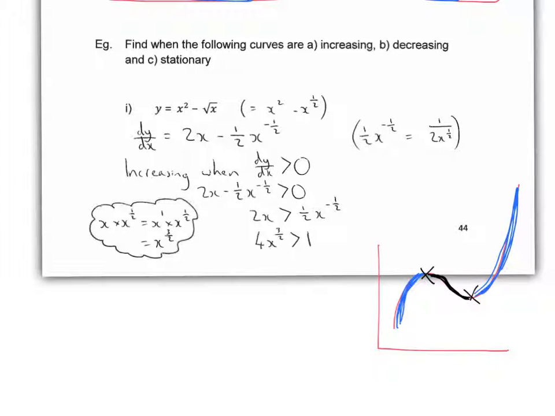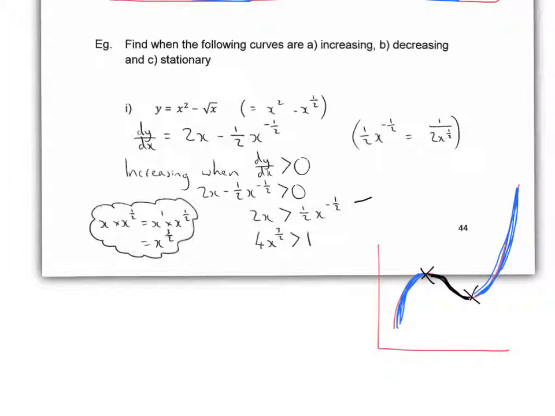So the first thing I'm asked about is increasing. So I know that this is increasing when dy/dx is bigger than 0. So I'm going to take the expression for dy/dx and set it bigger than 0. I need to solve this inequality. So I bring this term across, and everything I do from now is to try and get the x's together on one side and the numbers on the other. So the first thing I did here was to times through by x to the half. That gets rid of this.